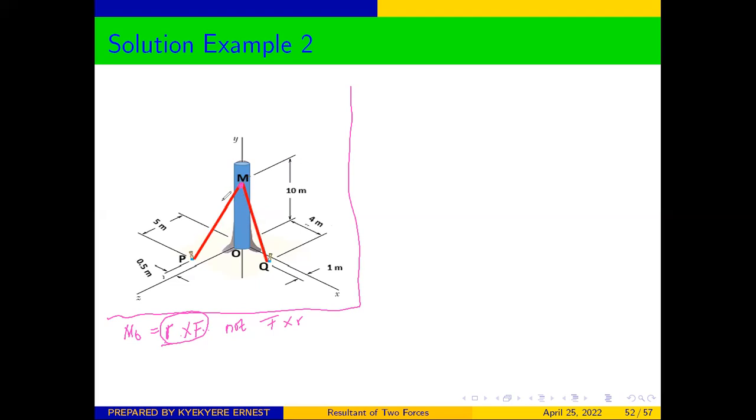And anytime you are dealing with cables, the force always points away from your point of interest. Here, because the question says the moment about O of the resultant of the forces exerted at M, our point of interest is M. So our cables will point away from M.